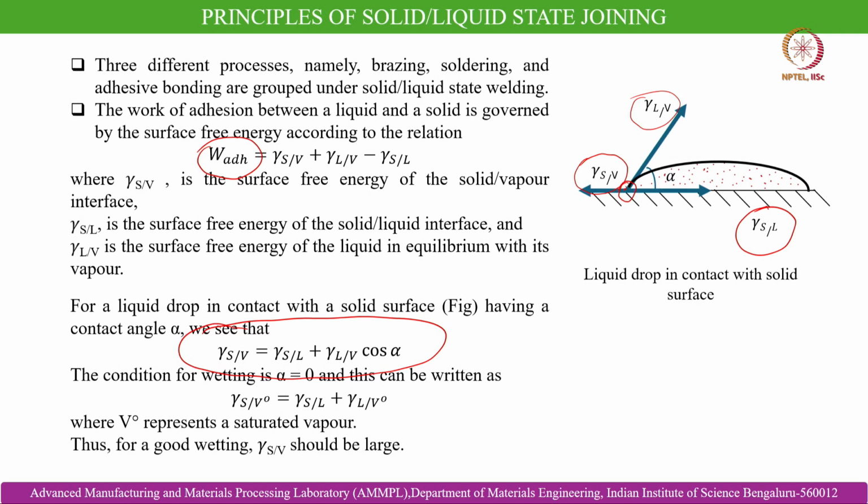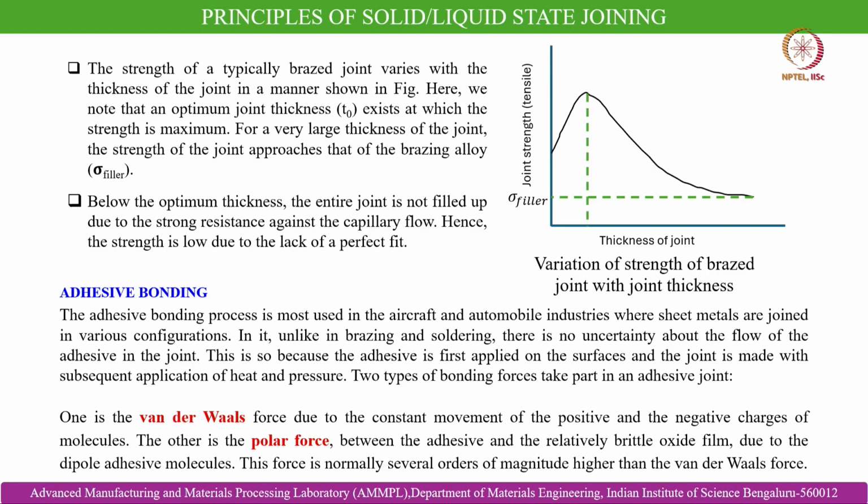A 0 degree angle means it is wetting completely, and in that case the nucleation becomes much faster, and virtually the barrier for nucleation vanishes. You can understand this from the concepts of homogeneous and heterogeneous nucleation that we have discussed earlier. Going ahead, the strength of a typically brazed joint varies with the thickness of the joint as shown here in this figure.